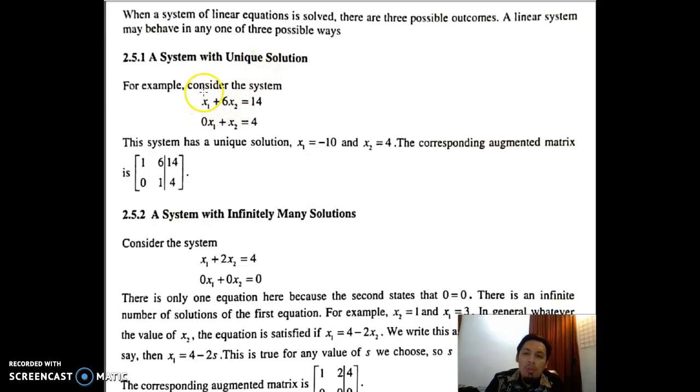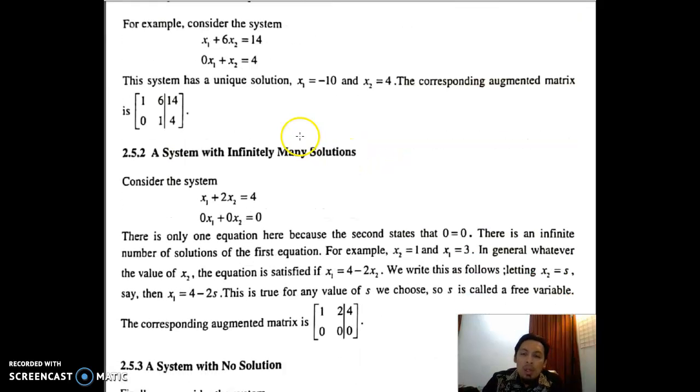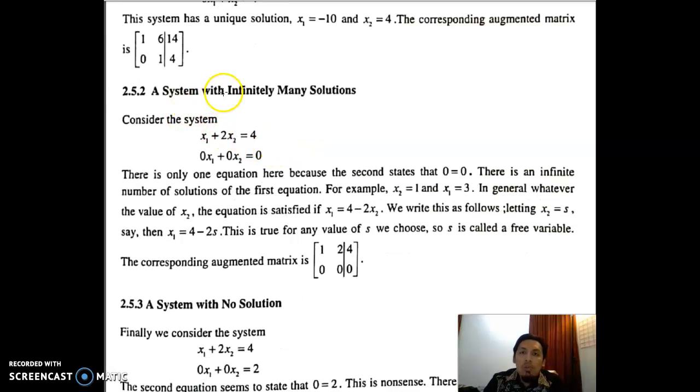So let's say we have two variables here, x1 and x2, with two equations. We can solve for x1 and x2. So for this case, x1 is equal to -10 and x2 is equal to 4. This kind of system is known as a system with a unique solution. One variable has solely one solution, right?